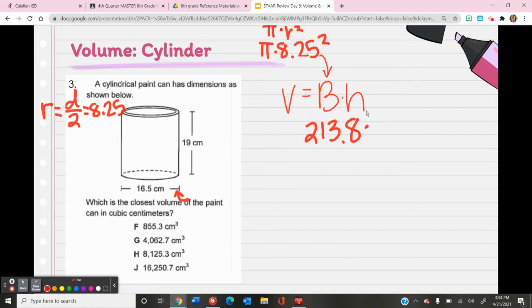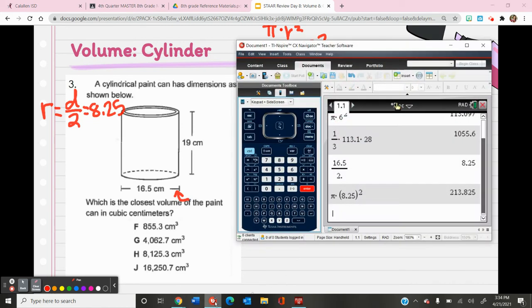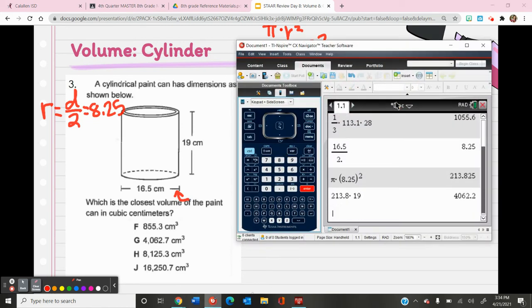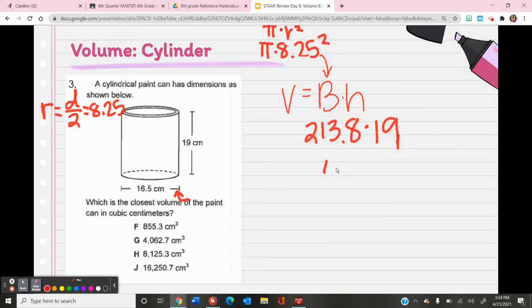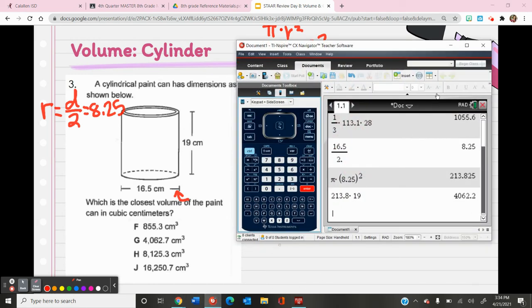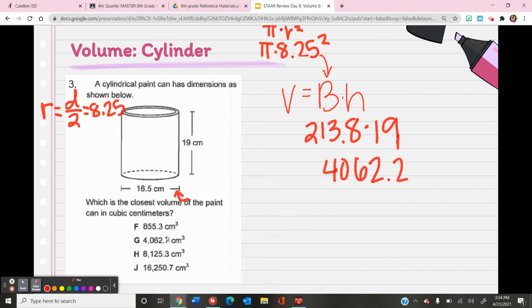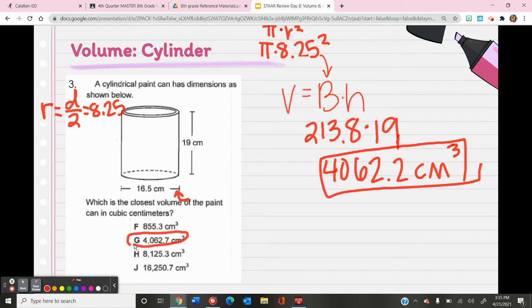Now I want to multiply this by the height of my prism, which is going to be 19. So 213.8 times 19. We get 4,062.2. Now again, depending on how you round it, this is going to affect your answer. It shouldn't affect it by much. In my instance, it affected it by about 0.5. So my unit was centimeters, and again, since we're finding volume, the unit is cubed. So going to our answer choices, the one that is closest is going to be G.